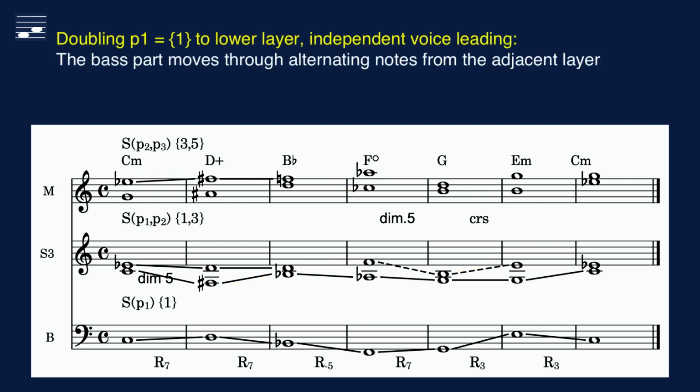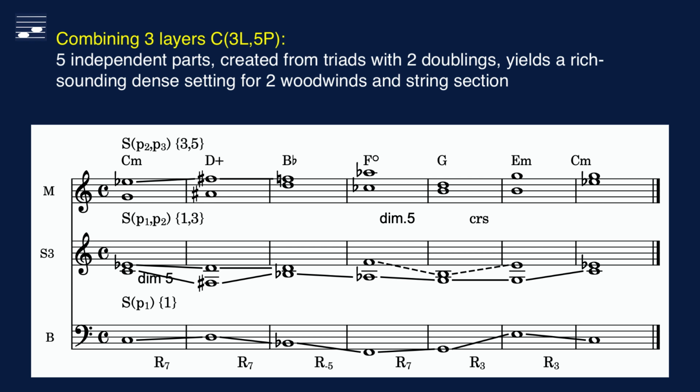The second doubling involves the chord root that is copied into the new bass part. It alternates through parts from the adjacent layer. The combination is a 3-layer, 5-part strata harmony with 2 doublings, a rich sounding setting for woodwinds and strings.